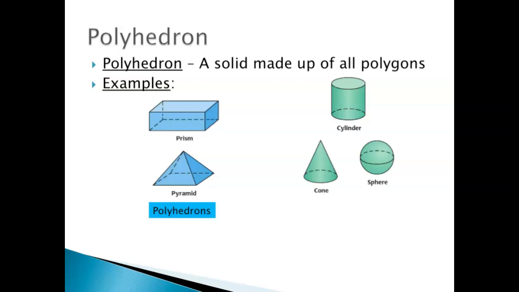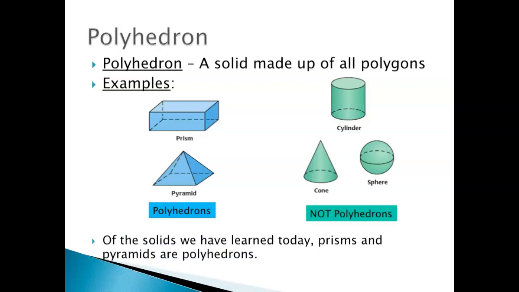Now on the other side, we have a cylinder, a cone, and a sphere. These are not polyhedron because they do have surfaces that are in the shape of a circle, for example, for the cylinder. Although the lateral surface of a cylinder is a rectangle, the bases are circles, and we know that circles are not polygons. Same thing with the cone and the sphere. So of the solids that we've learned today, prisms and pyramids are the only ones that are polyhedron.